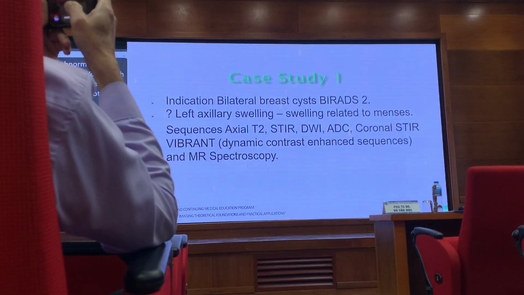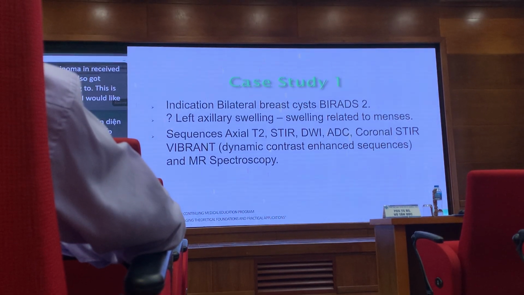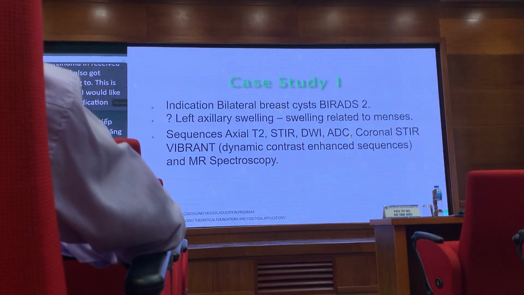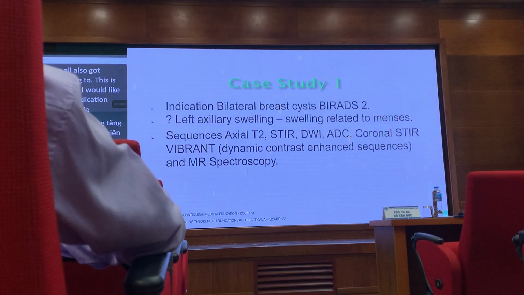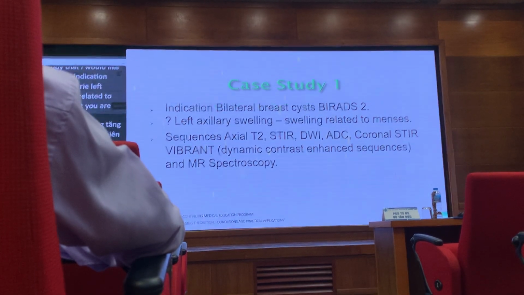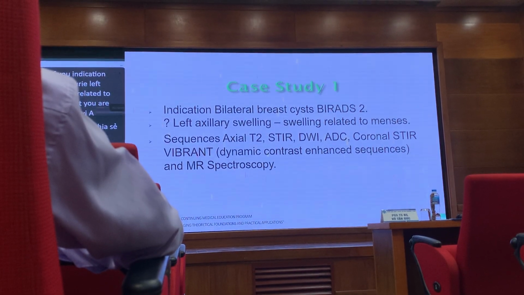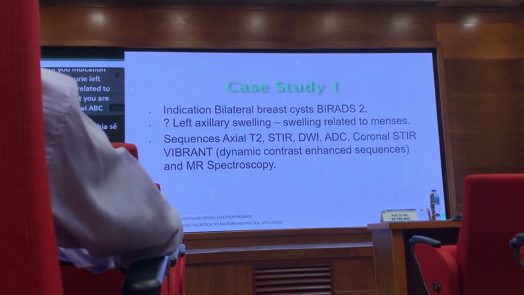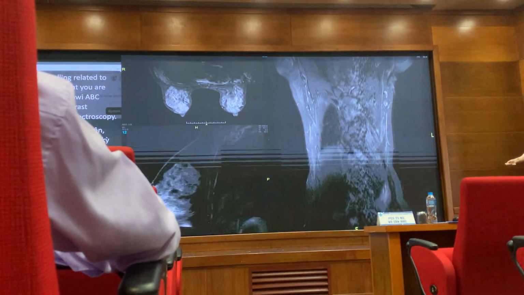Okay, this is some case study that I would like to share with all of you. Indication: bilateral breast cysts, BI-RADS 2, and left axillary swelling related to the menses. The sequences that we are using are axial T2, STIR, DWI, ADC, coronal STIR, the dynamic contrast enhancement, and the spectroscopy. These are the images that we get.